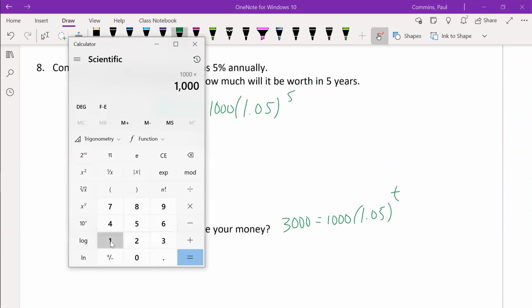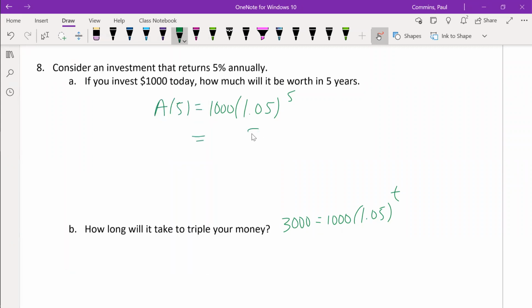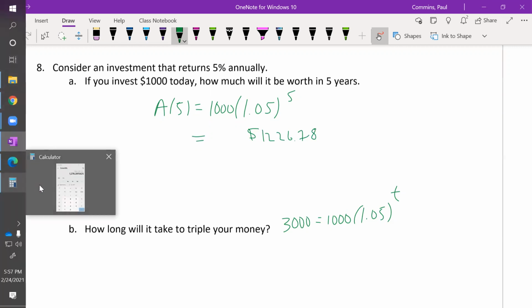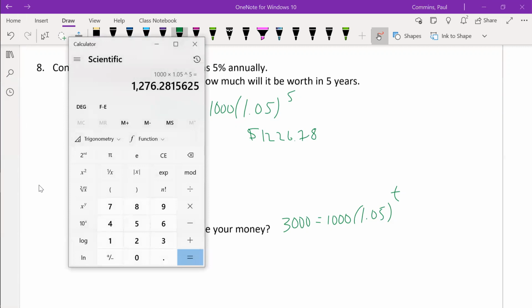1,000 times 1.05 to the 5th is 1276.28. So in 5 years, we turned $1,000 into between $1,200 and $1,300. So we're nothing like tripling it. Right? We haven't even doubled it yet.